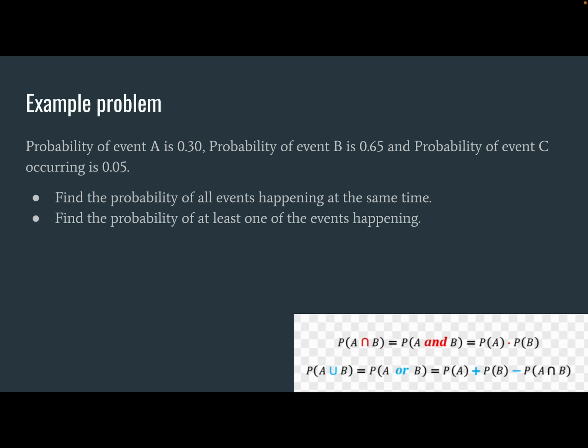So here's an example problem. The probability of event A is 0.3, probability of event B is 0.65, and probability of event C occurring is 0.05. I want you to find the probability of all events happening at the same time, and I also want you to find the probability of at least one of the events happening among all three. You can use this picture from earlier just as a hint, and I'll give you a few seconds to pause and look at the problem and see if you can figure it out.